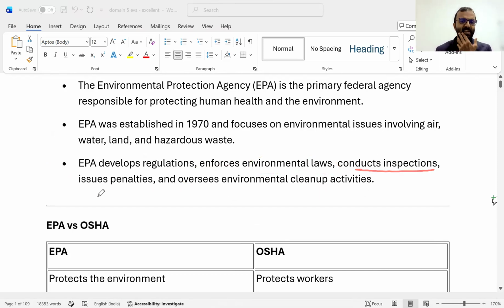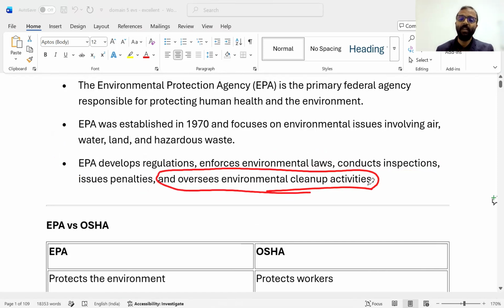Inspections, they go to the factory and issue penalties. If something is wrong, if there are sites where they are dumping, they will issue a penalty. They also do overseas environmental cleanup activities. You might think, oh, in our nation our environmental agency is not doing cleanup activities, so this is not the answer. But this is very important. This is the understanding-level thing you have to understand.